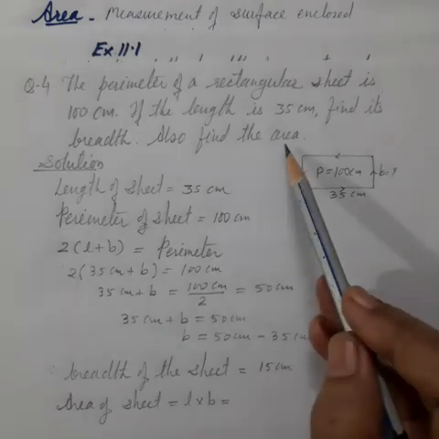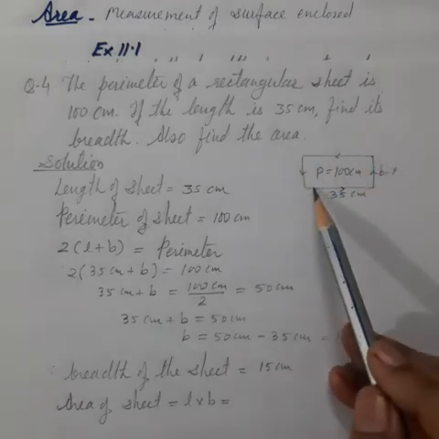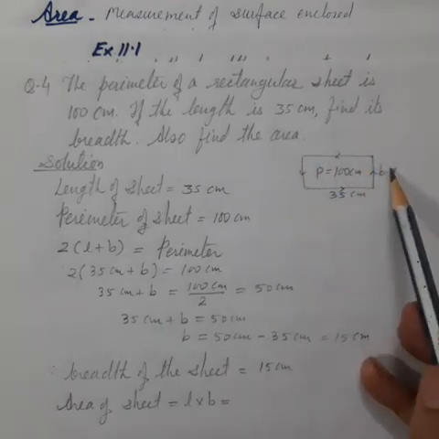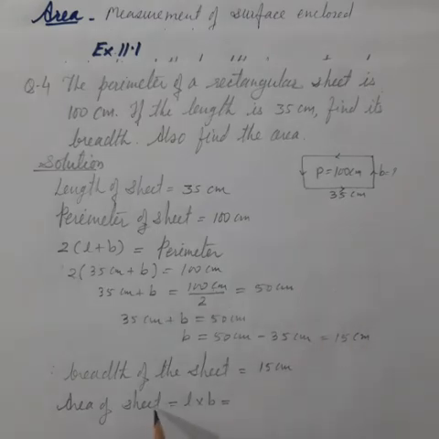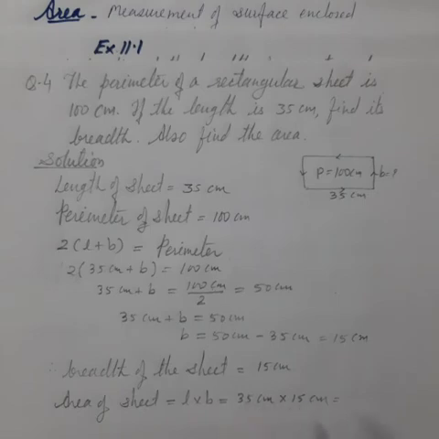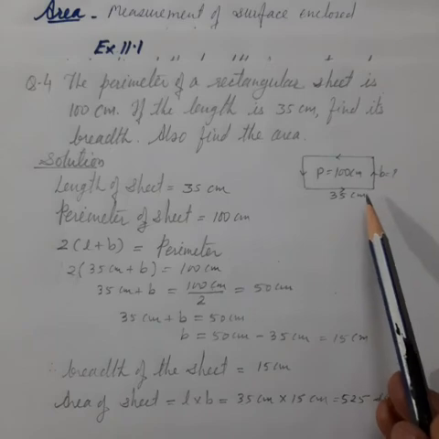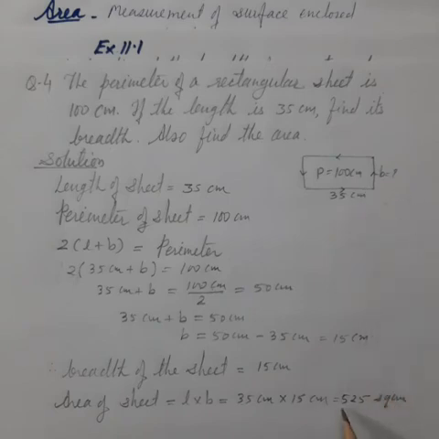Now we have to find out the area. Area of the rectangle is length into breadth. So find out the area of the sheet. Length is 35 centimeter and breadth is 15 centimeter. Multiply 35 into 15, we get 525, and centimeter into centimeter is square centimeter. So the area of this sheet is 525 square centimeter.